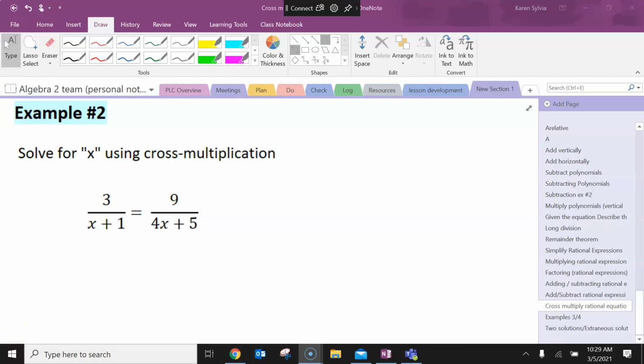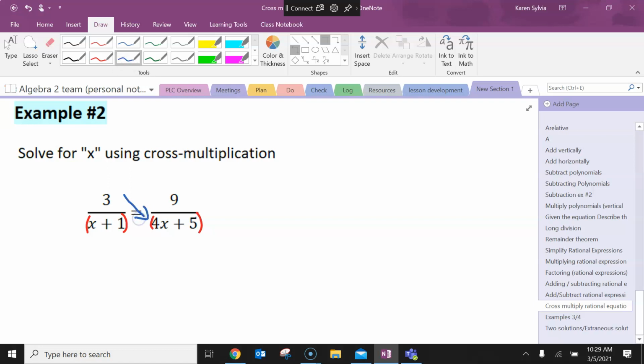Our first step is always to make sure that we represent any binomials within the ratios with parentheses around them, so that we don't forget to distribute as we go through the process of cross multiplication.